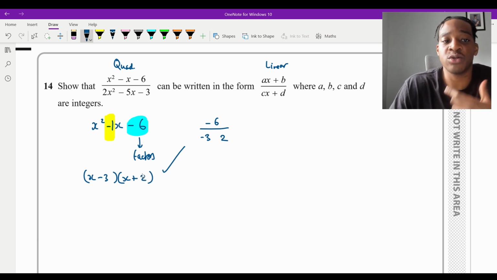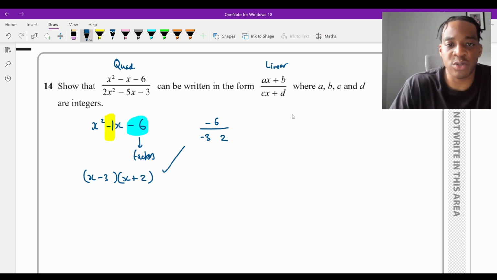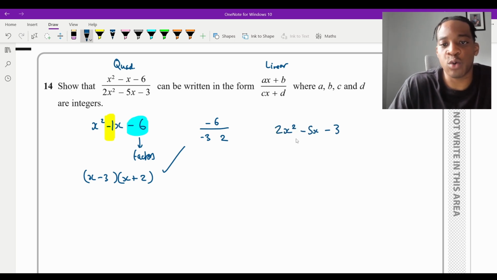Now we need to do the denominator now. Now I'll do it here. I've got 2x squared minus 5x minus 3. Now what do I notice about this one? There's a number in front of the x squared term.